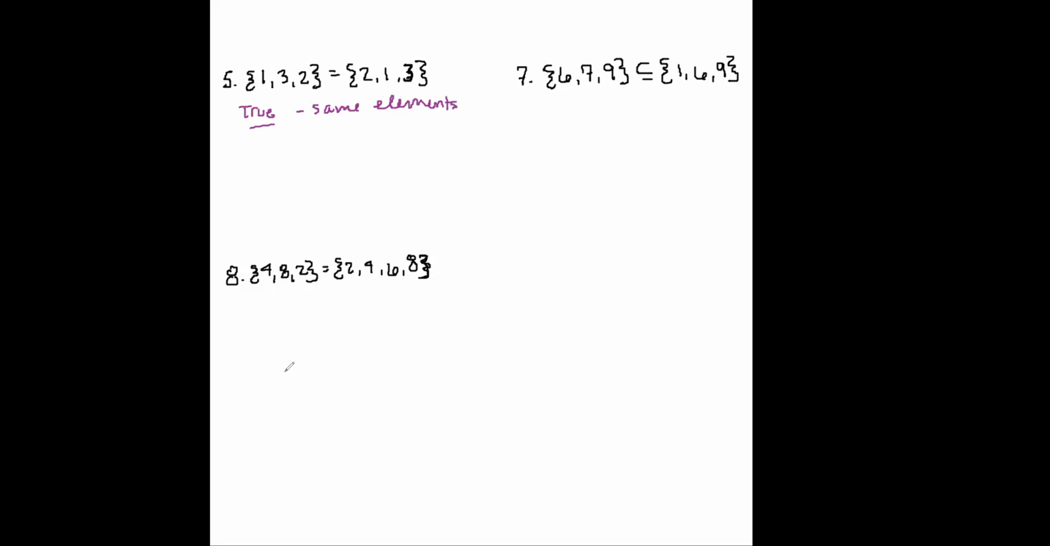For number 8, what's going on with number 8? Number 8 is false because they're supposed to be equal, and 6 is not in both sets, and neither is 9. That's actually a 4, unfortunately. Oh, okay. Again, handwriting thing, sorry about that.